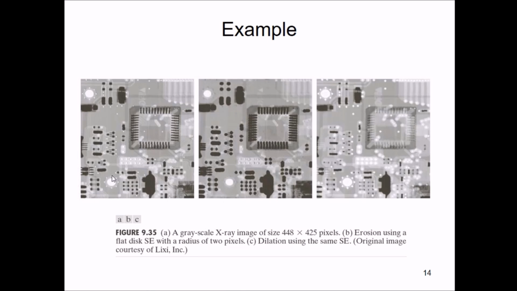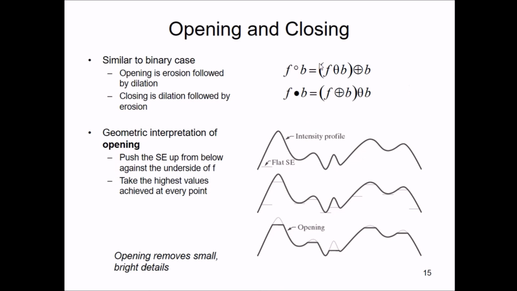This is an example. This is a grayscale X-ray image of size 448 by 425 pixels. This is erosion using a flat disk SE with a radius of 2 pixels, and this is the dilation using the same SE. Now opening and closing are similar to the binary case: opening is erosion followed by dilation, and closing is dilation followed by erosion.